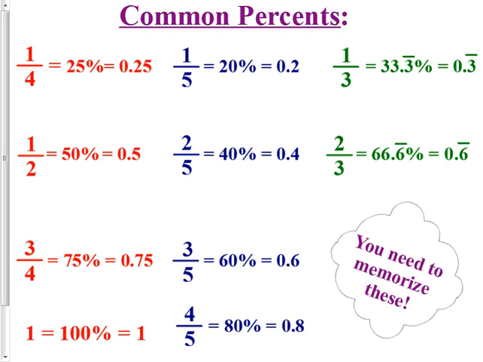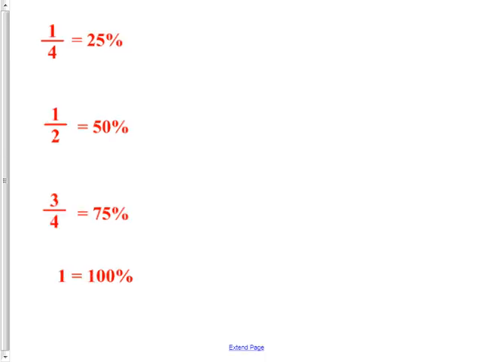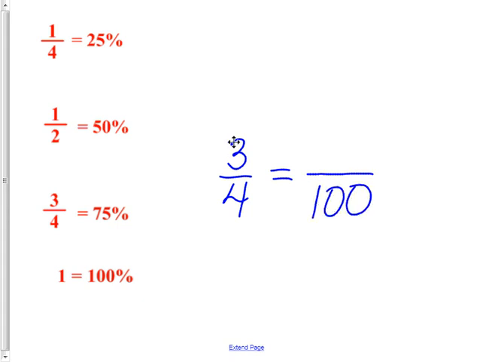And these actually should make sense if you think about it in terms of the idea that percent means out of 100. So for example, 3/4, if we wanted to make it a fraction out of 100, we could say 4 times 25 is 100. 3 times 25 is 75. So the fraction 3/4 is equal to the fraction 75 hundredths, or 75 out of 100. 75 out of 100 is 75%, 75 per 100.